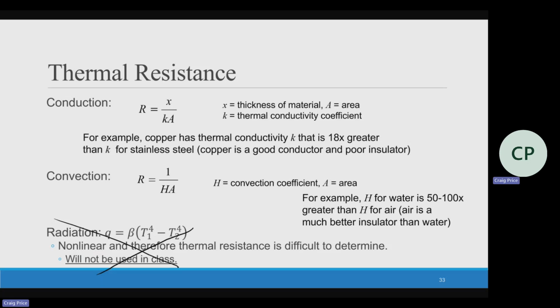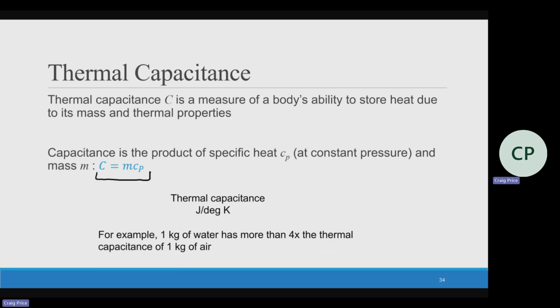Those are again, Ohm's law. Delta T over R gives me my heat flow. Lastly, capacitance. It's a measure of the ability to store heat due to its mass and thermal properties. So capacitance is just the mass of that object multiplied by its specific heat. So the more mass I have, the more I can store, right? And then obviously water has much more capacitance than air, so we can store a lot more heat in that, right?